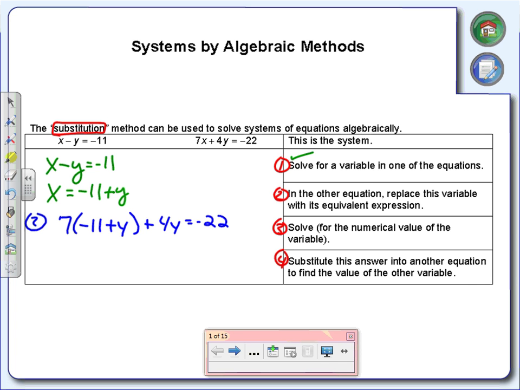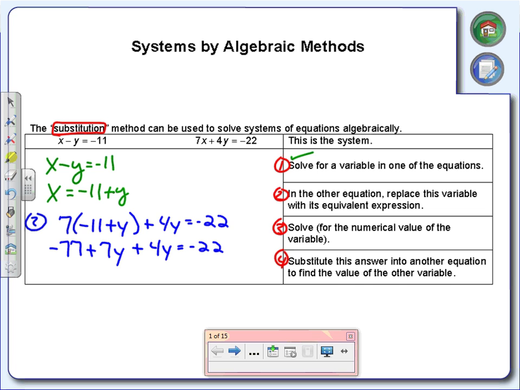Now notice here I've got an equation, and the only variable in that equation is y. So what we're going to do is solve for that y. 7 times negative 11 is going to give us a negative 77. 7 times y is going to give us a 7y. And of course we still have 4y equals a negative 22. By the way, notice we're doing step number 3 right now. We're solving for the variable. We're working on step number 3.